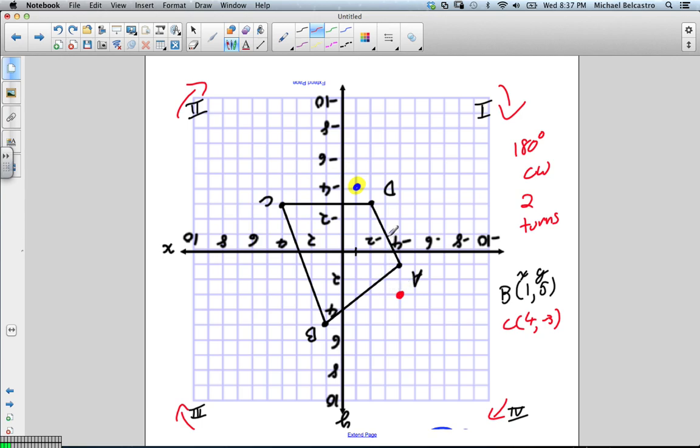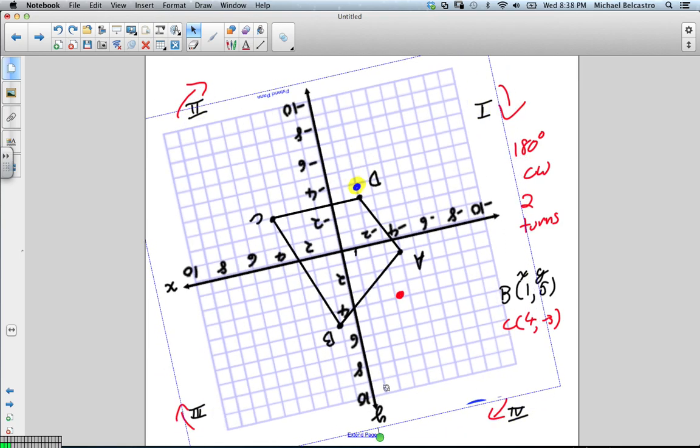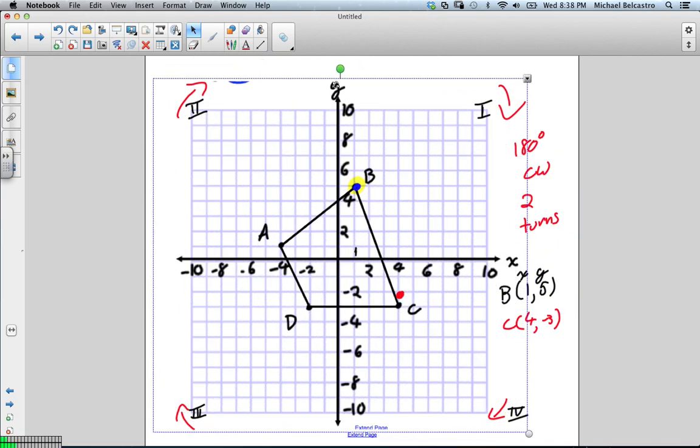So the rotated one will be our answer in the end. This picture, because it's not exactly square around the origin, isn't going perfectly, but that's okay. The coordinates are more important. So that's roughly where he was. See how it's a little off? That's fine. It's the coordinates that are important.